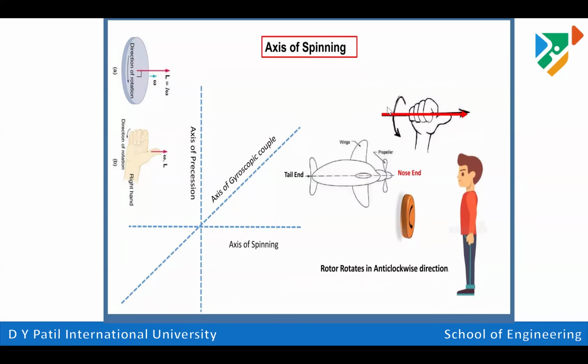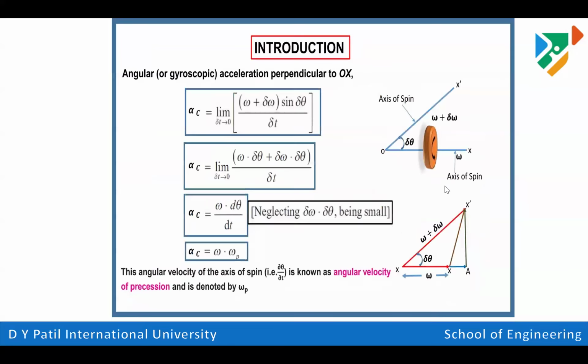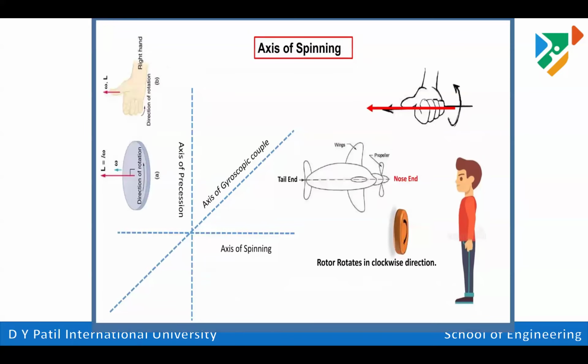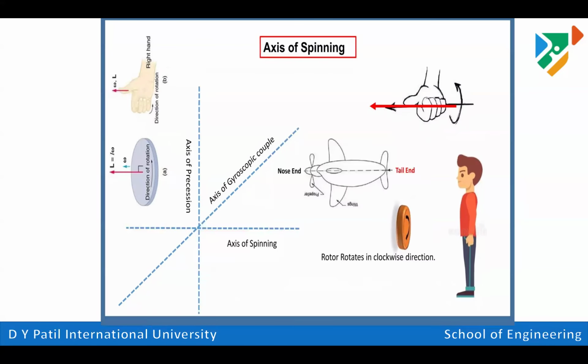Just look at the position of the plane. So nose end will be towards the observer. In the previous case, the nose end was away from the observer. Okay. When we are taking anti-clockwise direction, in this case, nose end is towards the observer. When we are looking at clockwise direction, again look at the right hand thumb position when that propeller rotates in clockwise direction. Okay. Only we have to rotate the thumb towards right and left position to get the value of active and reactive gyroscopic couple. Okay. So this is all about axis of spinning.